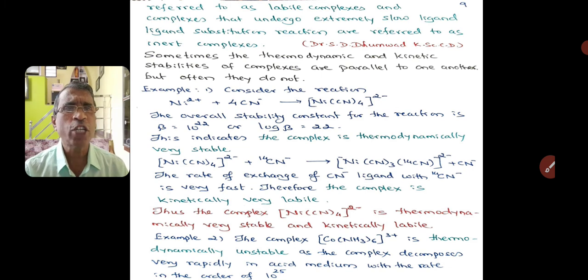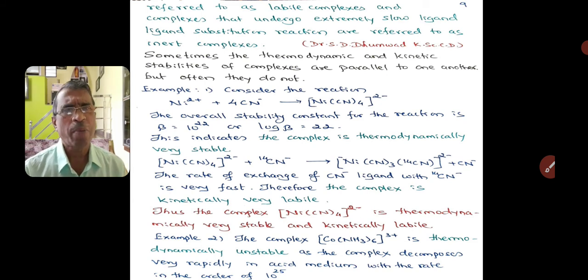The rate of exchange of cyanide ligand with carbon 14 cyanide is very fast. Therefore, this complex is kinetically very labile. So, this complex, that is tetracyanonickelate 2 complex, is thermodynamically stable as well as kinetically labile. Thus, the complex is thermodynamically very stable and kinetically labile.